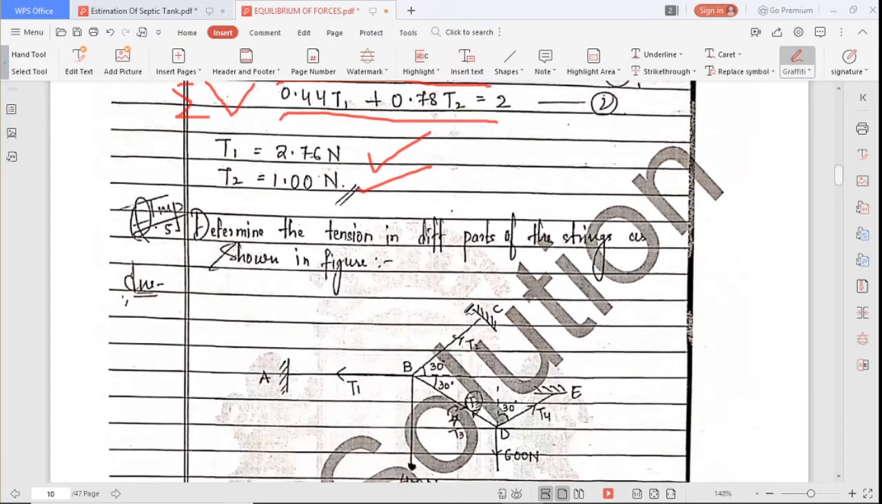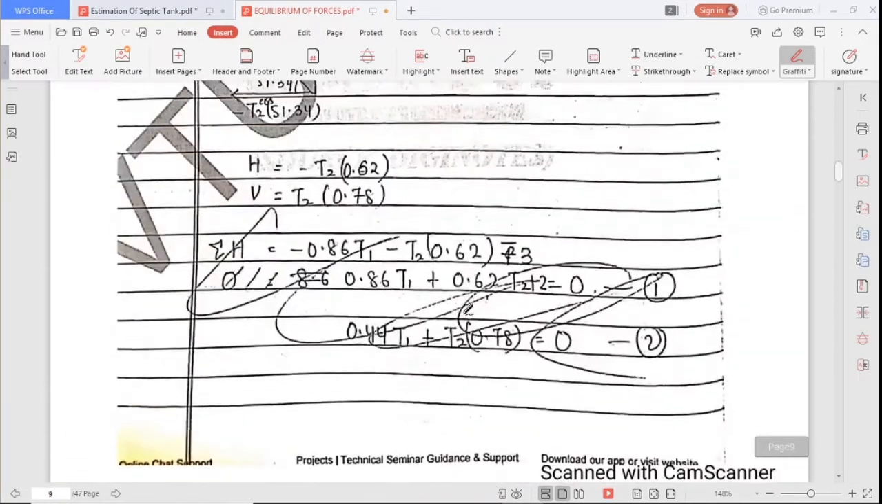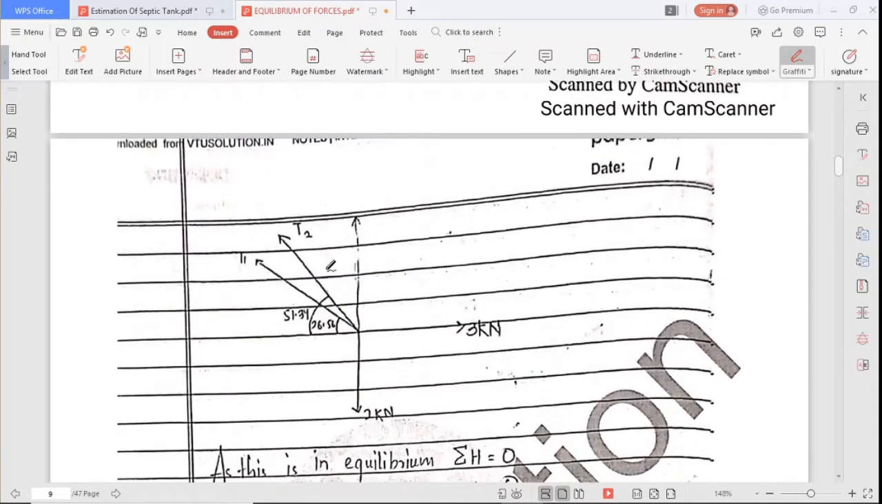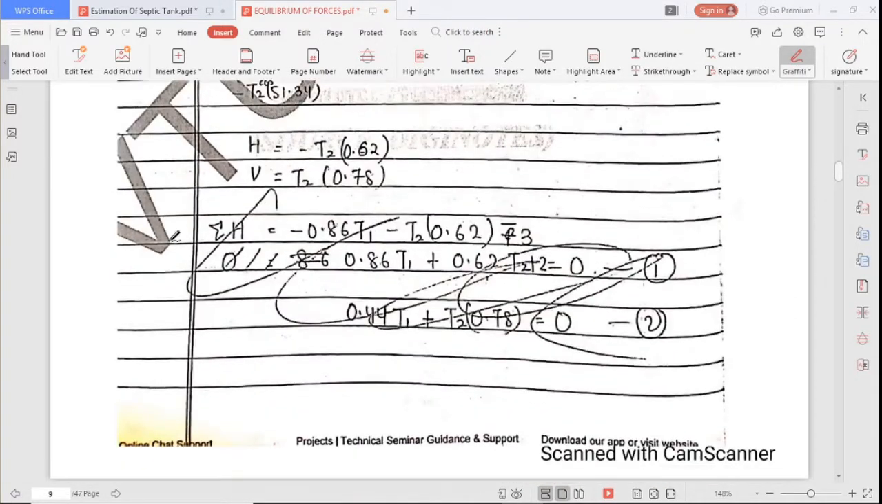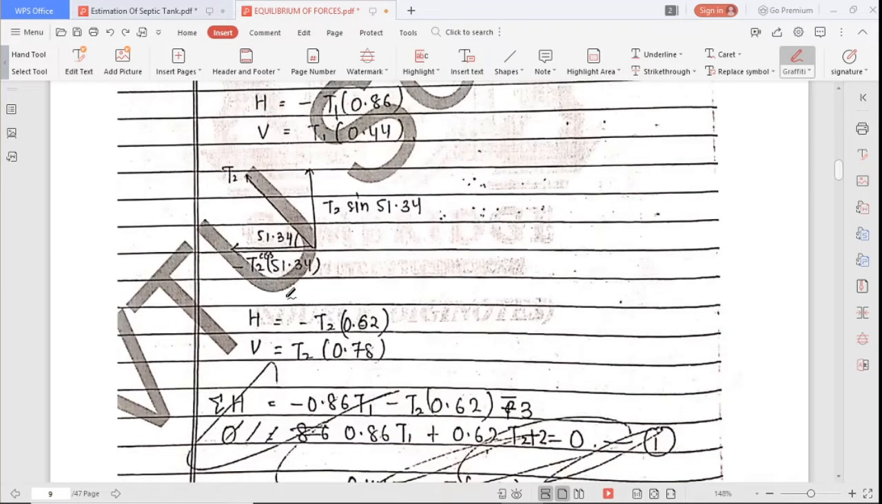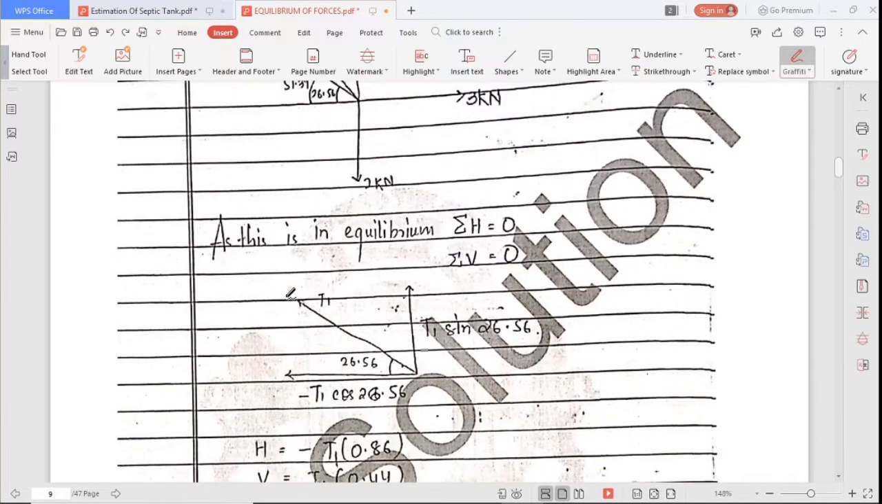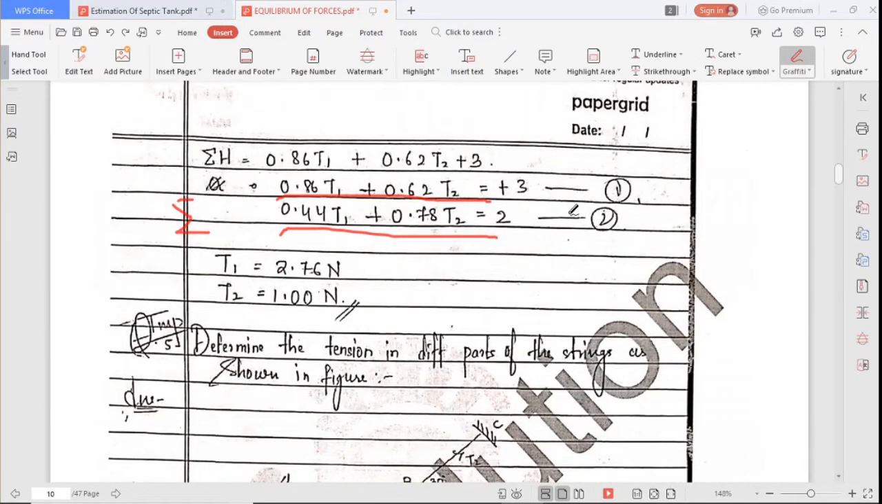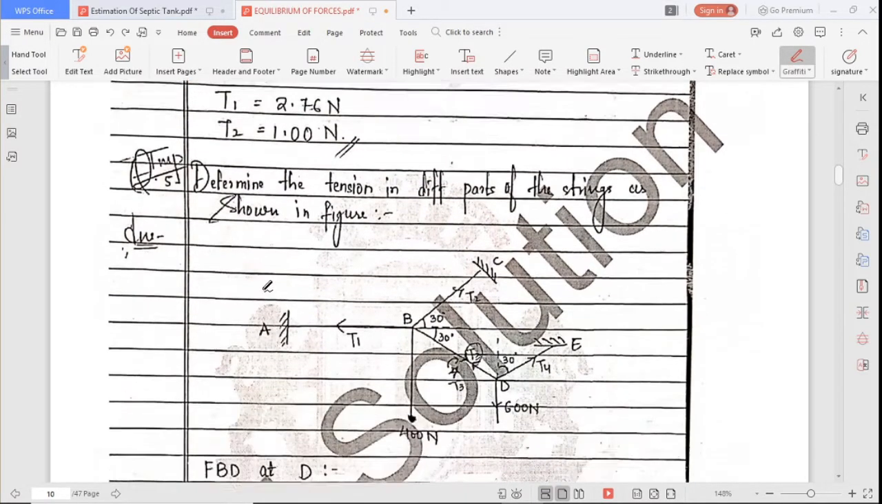This was about the fourth problem. Don't look at all of this, it will be confusing to you. Just substitute in the conditions of equilibrium, that is summation of horizontal force is equal to 0, summation of vertical force is equal to 0. You will get two equations, and solving them you will get the values of T1 and T2.